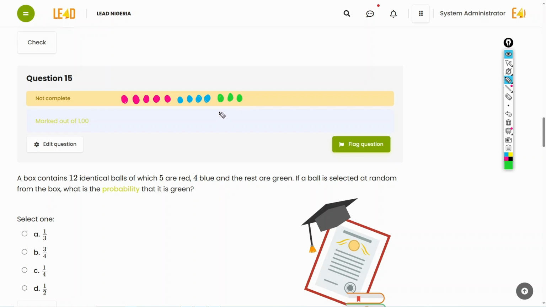If a ball is selected at random from the box, what's the probability that it is green? So the probability of green will just be the number of green balls, which is 3, over the total number of balls. The total number of balls is 12, right? That would be 1 out of 4. That's C.